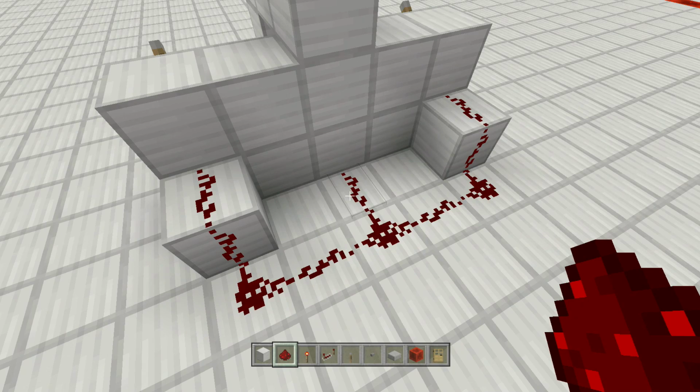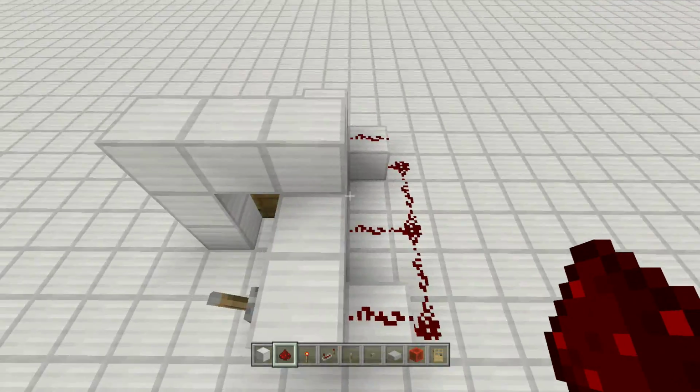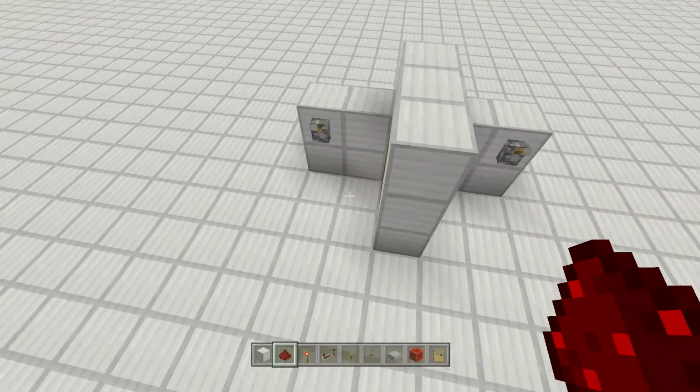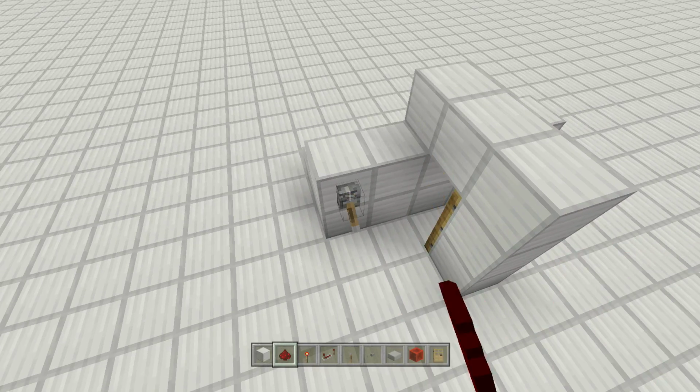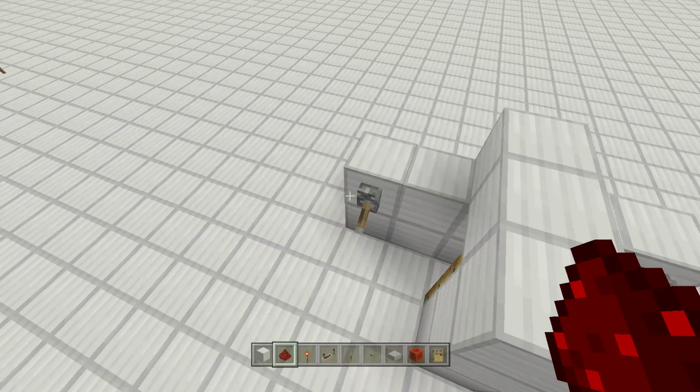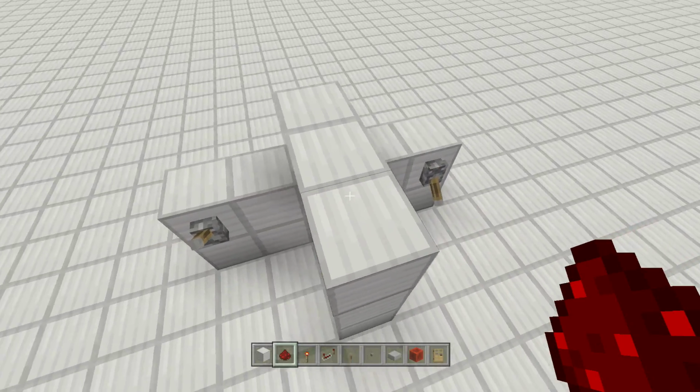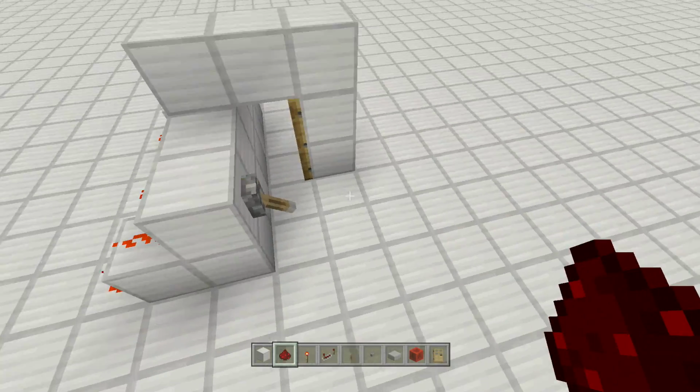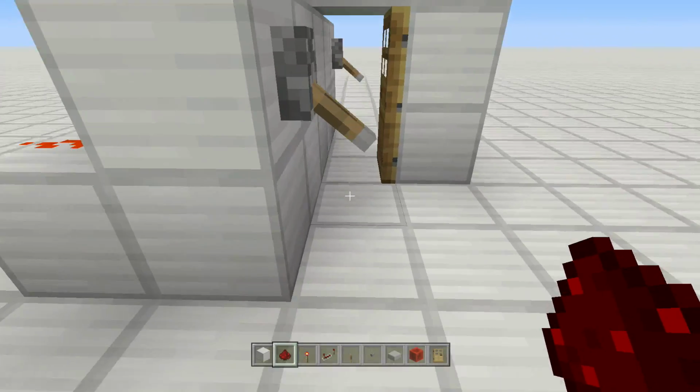Right now, this is an OR gate. Both are off, so the door stays closed. If one of them is on, the door will open. And if both of them are on, well, the door stays open.